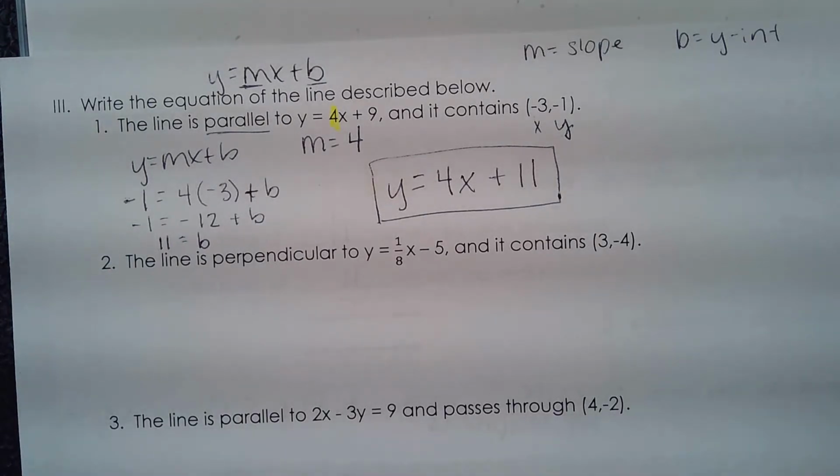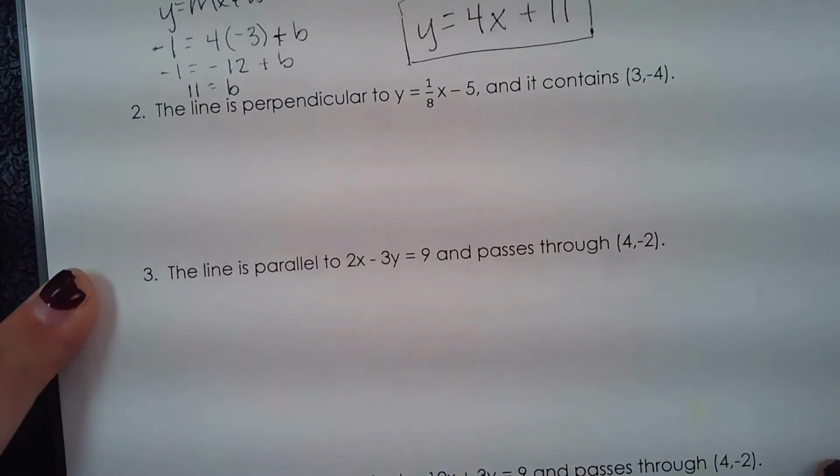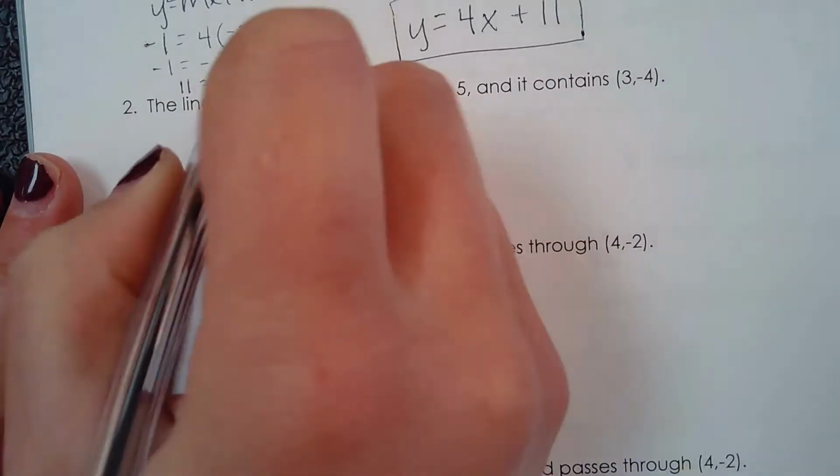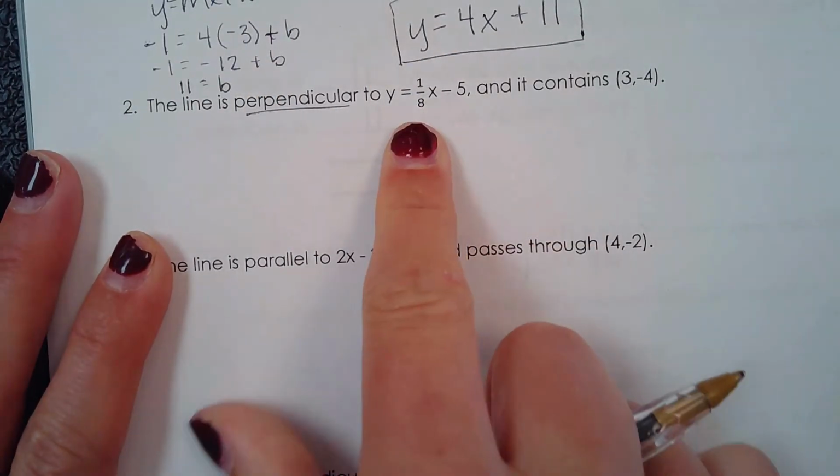Alright, so let's do another one. We'll go ahead and do number 2 because it's pretty similar. This time it tells us that the line is perpendicular to y equals 1 over 8x minus 5. So if they say perpendicular, what are we thinking? Not same slope. Opposite reciprocal. So what's the slope of this line?